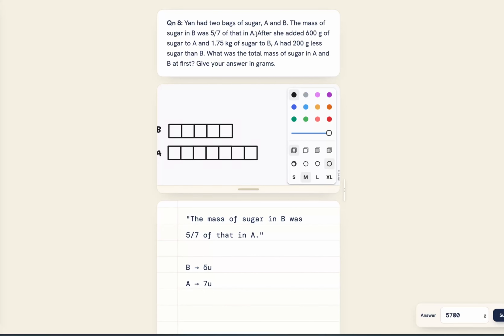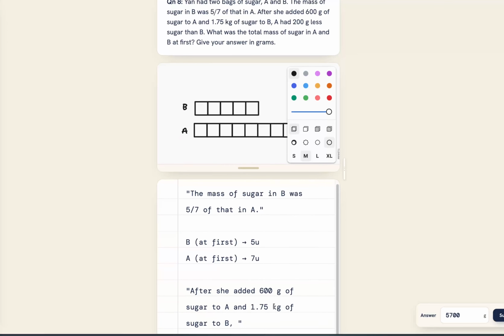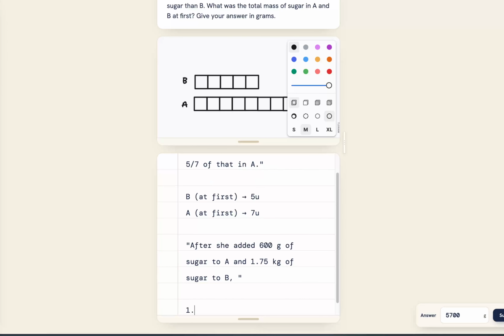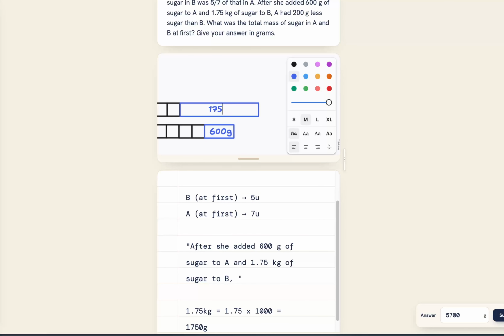So the next part is after she added, so this is B first and then A first, right? The next statement is after she added 600 grams of sugar to A, which in this case, put this as 600, and 1.75 kg. So what's 1.75 kg in grams? It would be equal to 1.75 times 1000, equal to 1750 grams. So that means this in blue is 1750 grams.